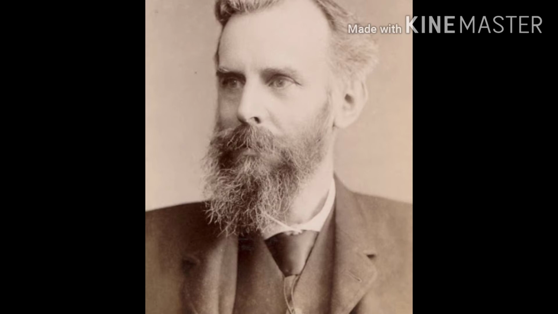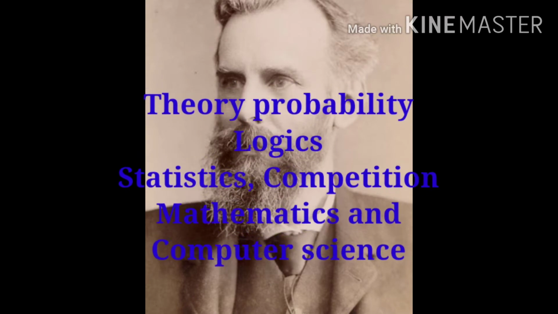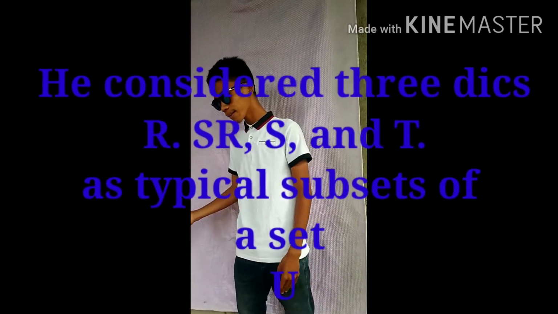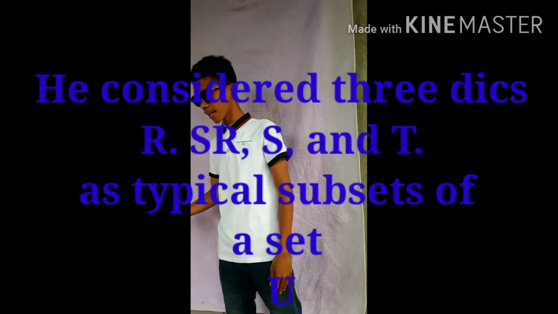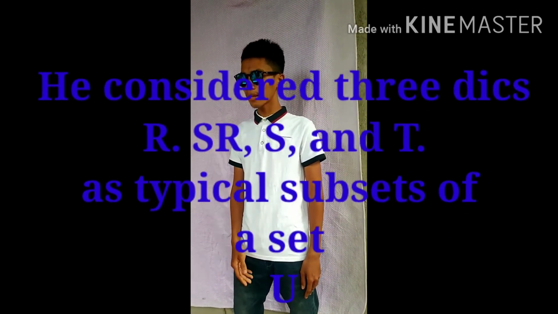noted for introducing the Venn diagram used in the fields of set theory, probability, logic, statistics, computational mathematics, and computer science. Venn extended mathematical logic and is best known to mathematicians and logicians for his diagrammatic way of representing sets and their union and intersection. He considered three circles, R, S, and T, as typical subsets of a set A.